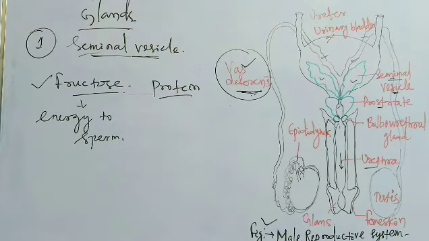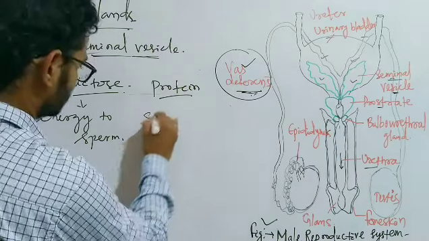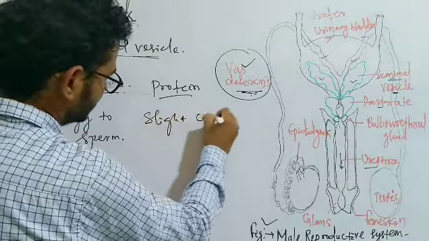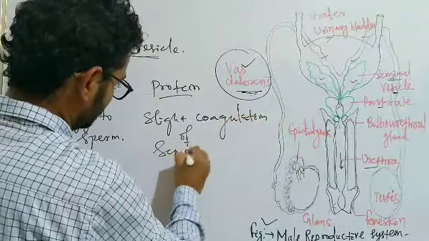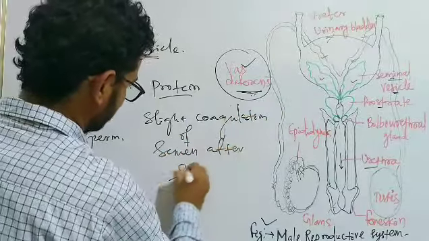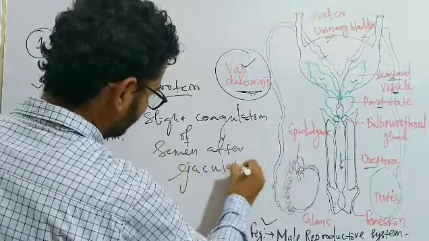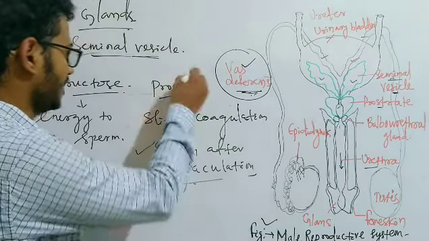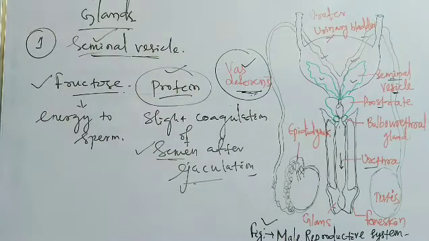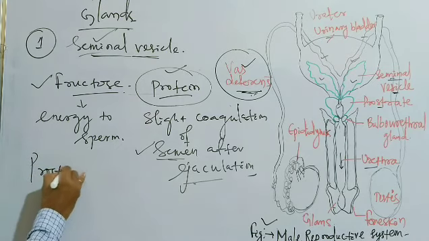What is the role of protein? It helps in slight coagulation of semen after ejaculation. So after ejaculation, the semen gets coagulated. This slight coagulation reaction of semen takes place with the help of the protein present in the seminal vesicle fluid. Another important constituent I have told you about is the prostaglandin.